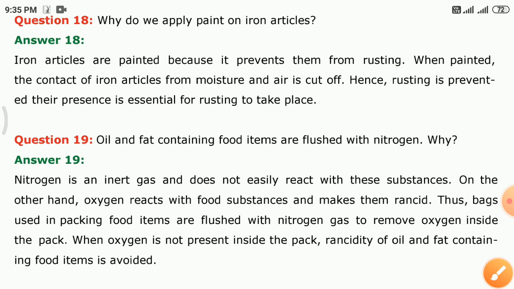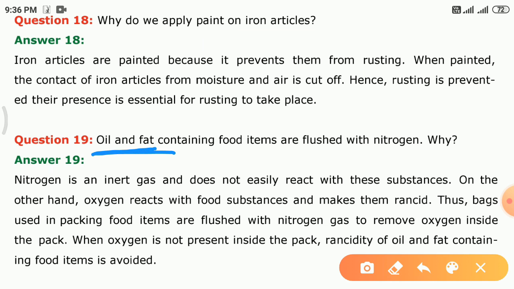Question number 19 is, oil and fat containing food items are flushed with nitrogen. Why? As we have studied, there is the process of rancidity of food. In the process of rancidity, oil and fats are oxidized, so that they create a foul smell and stale taste. Flushing with nitrogen removes the oxygen, and it stops or prevents the rancidity. That's why we use the flushing of nitrogen to prevent rancidity.